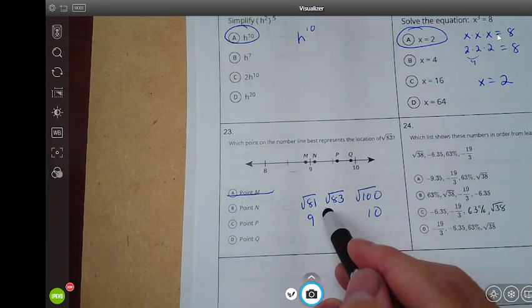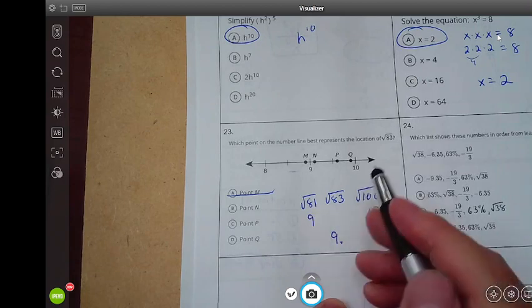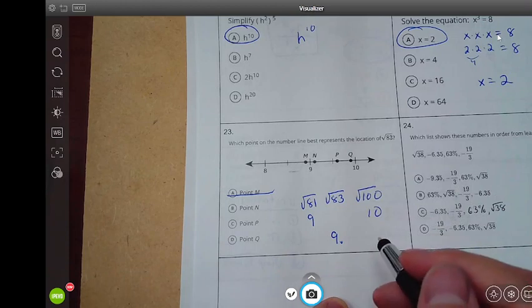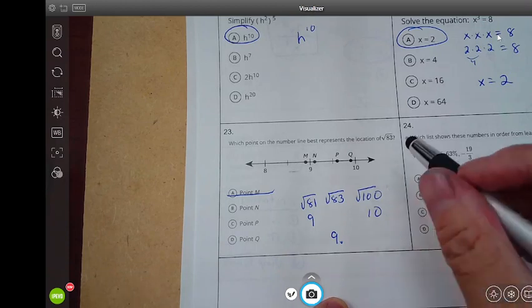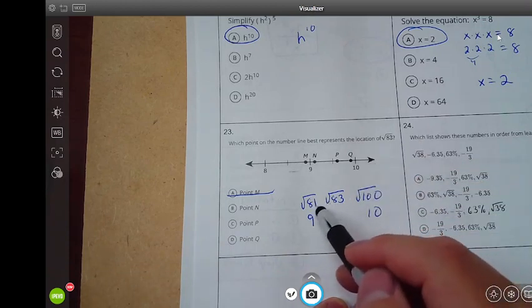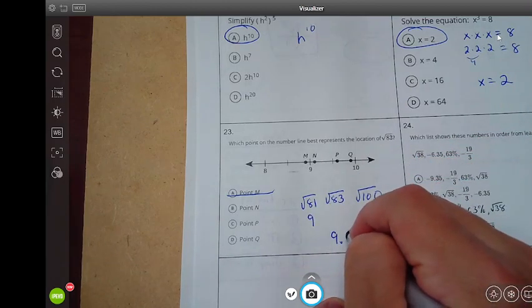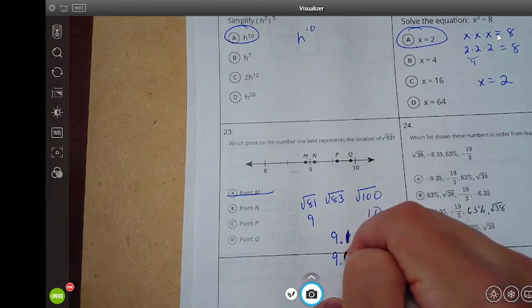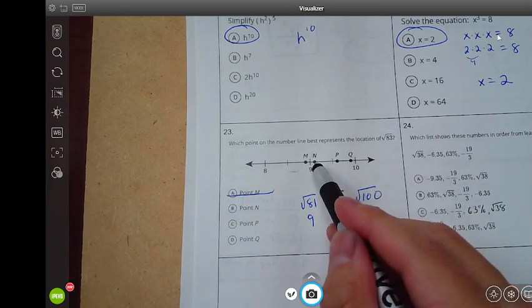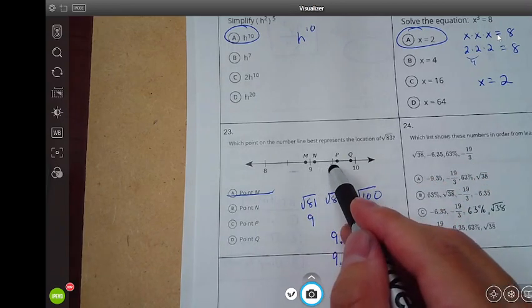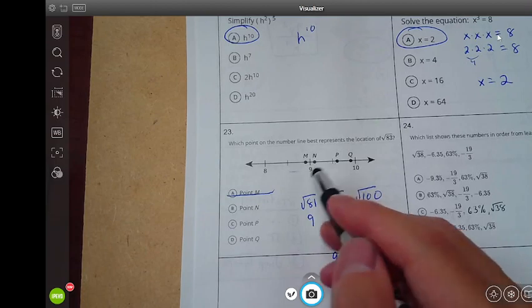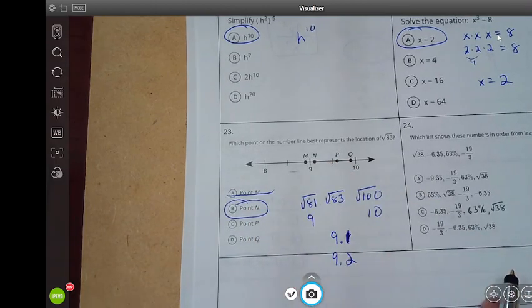It's really close to the smaller square root of 81. It's really close to the smaller number. So it has to be less than 9.5. Okay? And it's pretty close to that square root of 81. So I would say, 9.1, okay, or 9.2. All right, looks like n is the only option here that's less than 9.5. Okay, so you want option n.